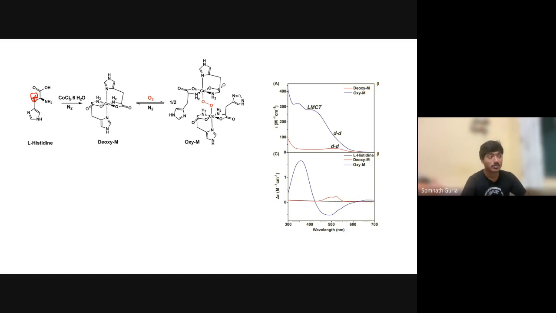Okay, so as histidine is a chiral molecule, this cobalt histidine molecule becomes chiral in nature. If it is chiral, so this is also chiral. So this cobalt complex can show CD activity. So in that CD spectra, you can find the deoxy cobalt complex, the red one. This is the red one.